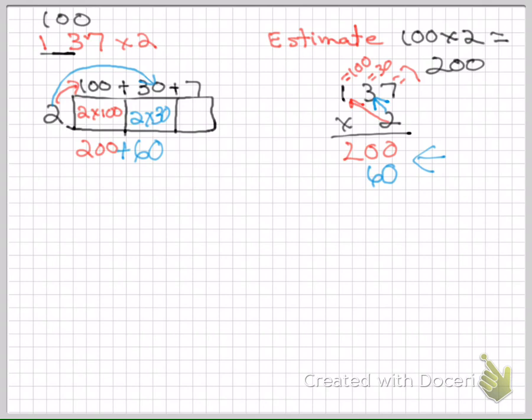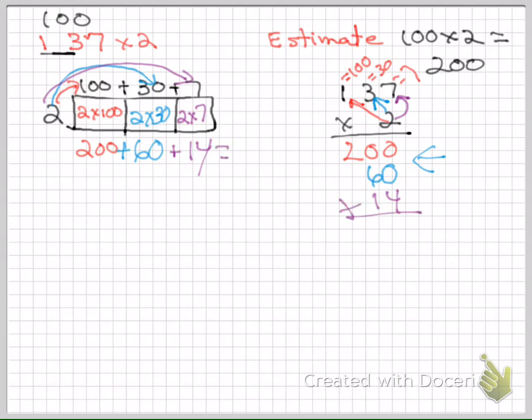The last thing we need to do is to multiply the one-digit number by the ones. So this gives us 2 times 7. We know that 2 times 7 is 14. We have the same thing over here. 2 times 7 gives us 14. Notice how I've lined up all my columns.